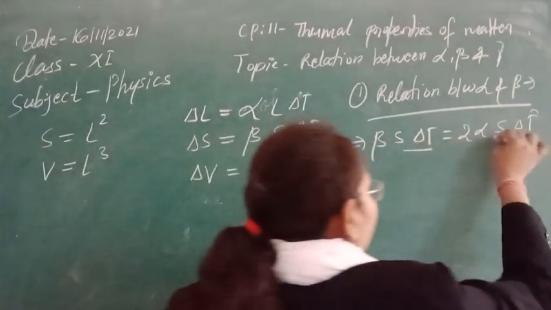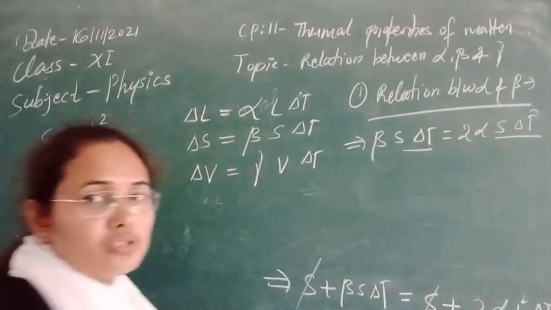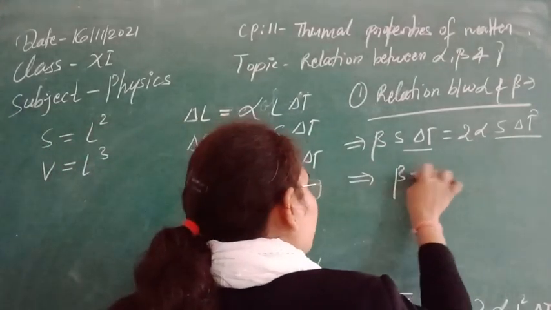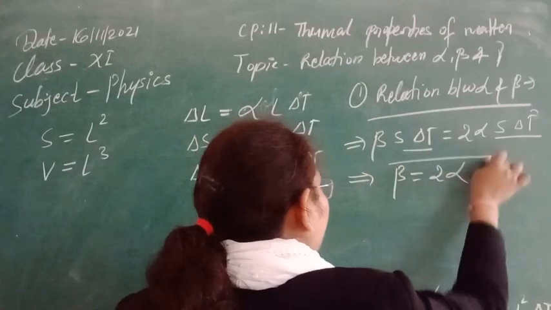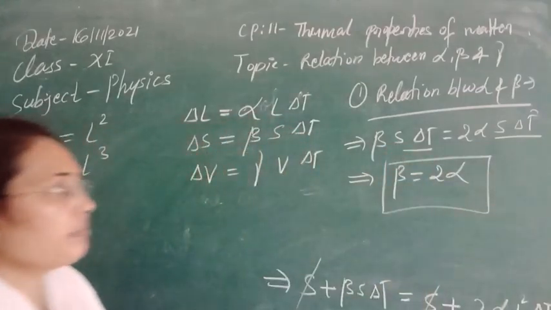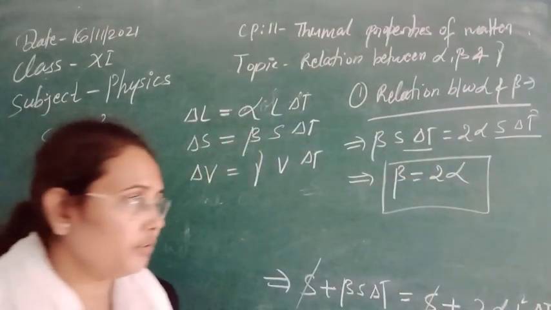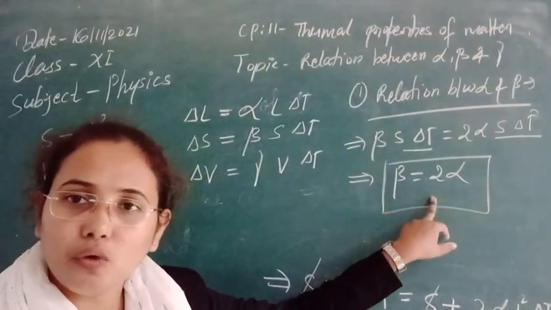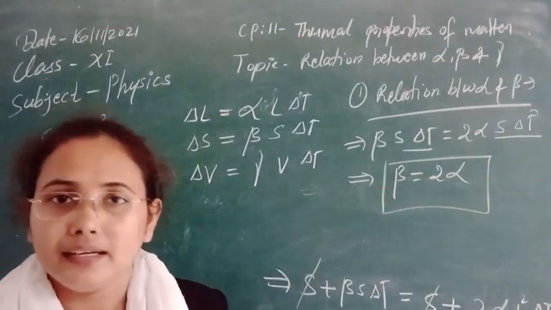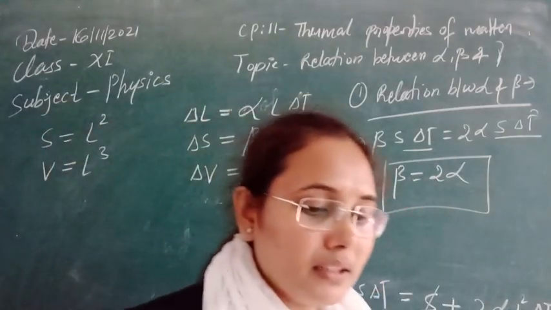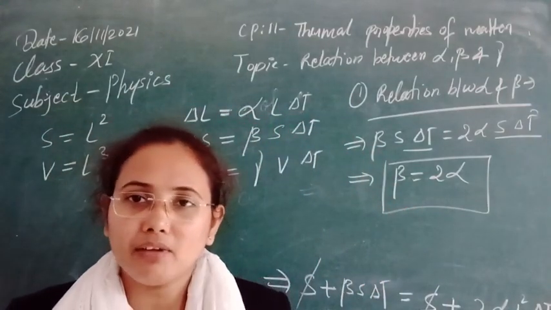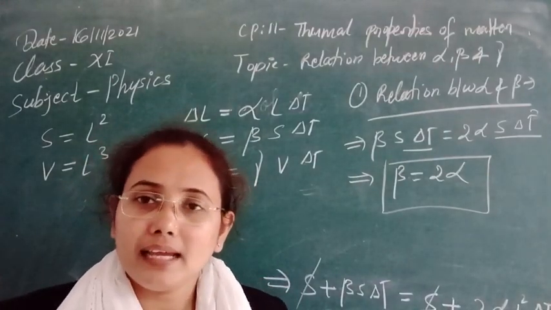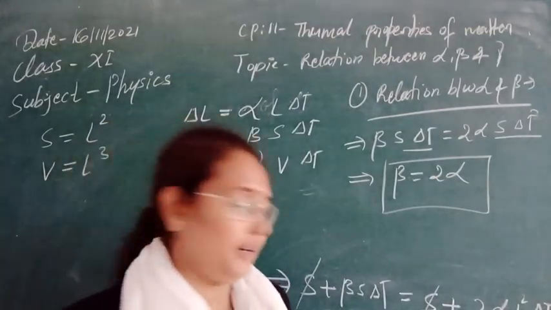So S delta T is the same on both sides, so their coefficients can be compared. If we compare their coefficients, beta will be equal to 2 alpha. So this is the first relationship between alpha and beta that we have found out. We can see the coefficient of area expansion is twice the coefficient of linear expansion. So whenever the side of any cube is increased by n amount, its area will increase by 2n amount directly.